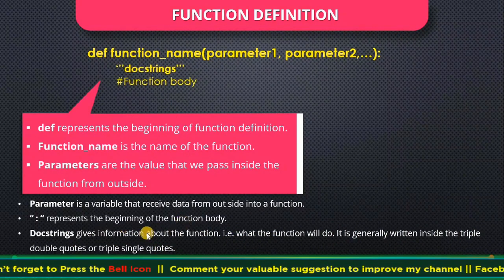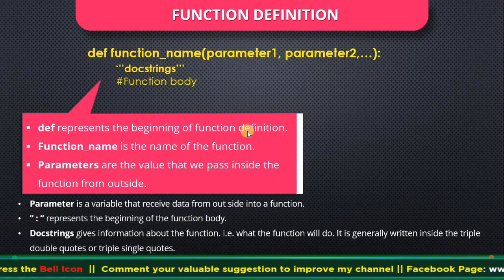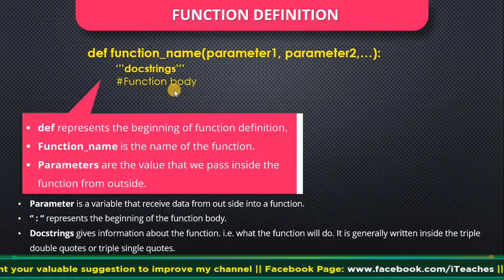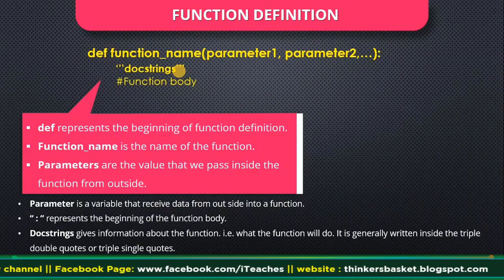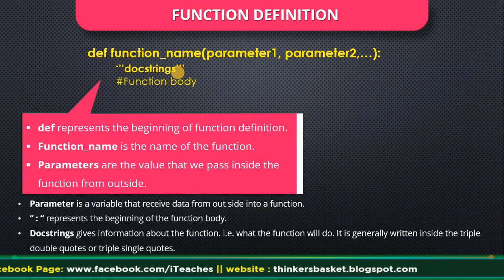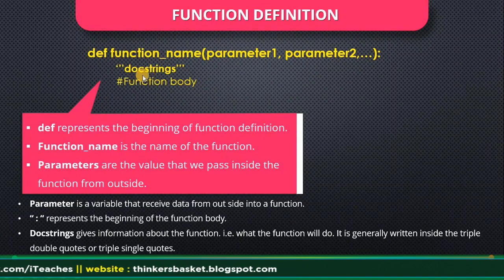So from the statement only, it is very clear what your function will perform, what type of action your function is going to perform, you can write over here. Remember, this is not going to be executed by the interpreter. Alright, so this is just for information about what your function is going to do.